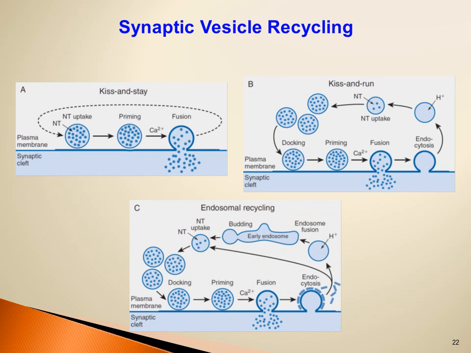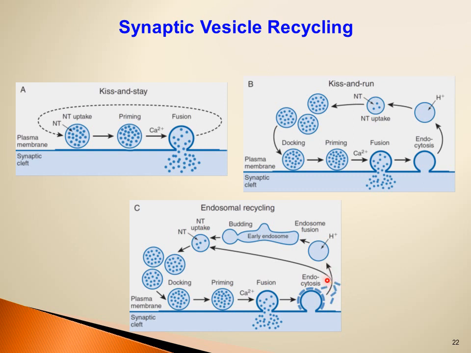The last mechanism is called endosomal recycling. After fusion of the vesicle with the presynaptic membrane and the release of acetylcholine, endocytosis will be mediated by a protein called clathrin. So these blue bars indicate the protein clathrin that will help in the endocytosis of the empty synaptic vesicle. Then the clathrin protein will dissociate from the endocytosed vesicle, and there are two fates.